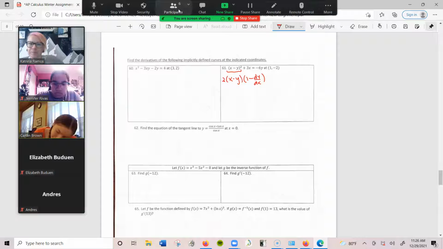Exactly. Okay. Now we're going to continue with our derivatives here. Plus the derivative of 3x is 3, is equal to, and then the derivative of negative 6y would be negative 6 dy dx. Is up to here okay?